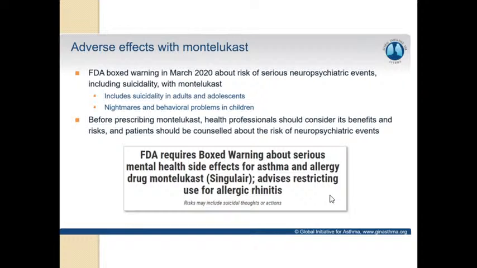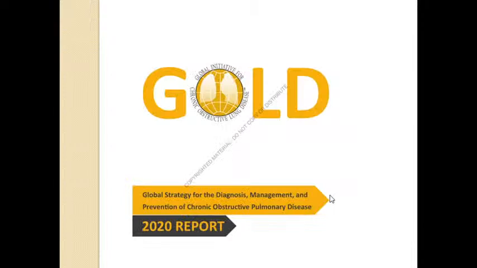But what about leukotriene receptor antagonists? It's, for example, montelukast. The FDA now has a report regarding side effects of these drugs, including suicidality in adults and adolescents, and behavioral problems in children. That's why be careful if you prescribe montelukast to these patients.